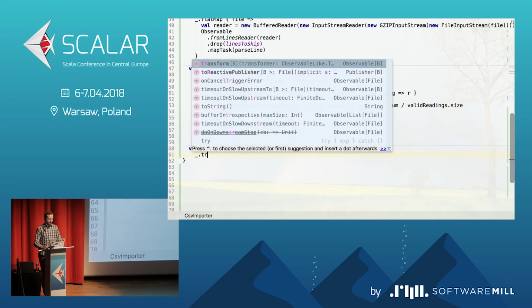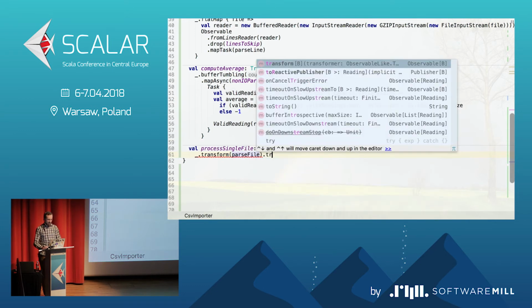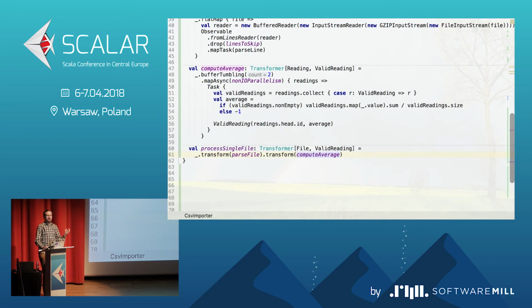This is pretty straightforward because we just use the transform method on an observable, and we can provide the transformer here. The first one we provide is parse file, and then the second one, which is compute average. So this is a pretty simple way to combine a number of smaller building blocks into a single bigger one that can be reused later.